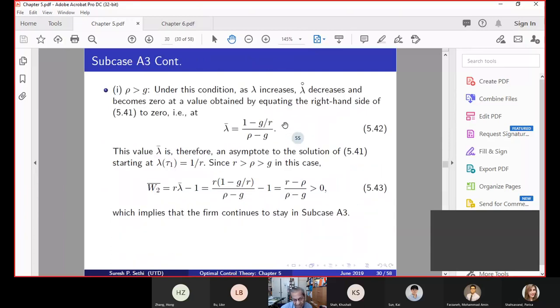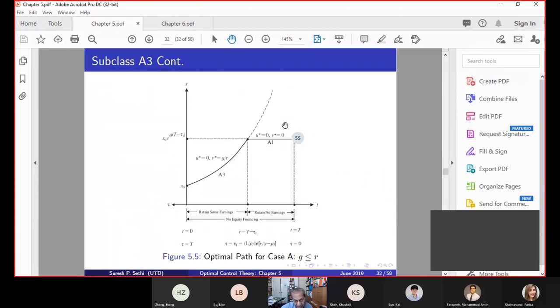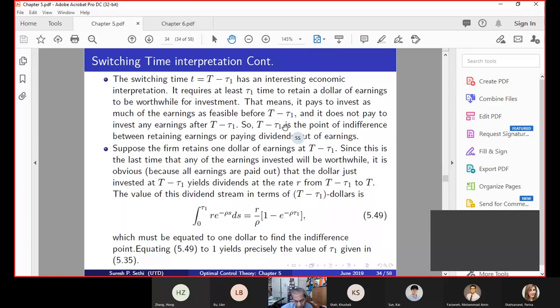So you see there's an intuitive meaning of this tau 1. Notice, I solved this problem using control theory. I found this formula using the maximum principle. But now I can see what is the meaning of that tau 1 by using a financial argument.